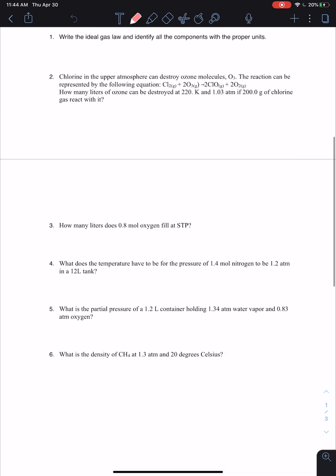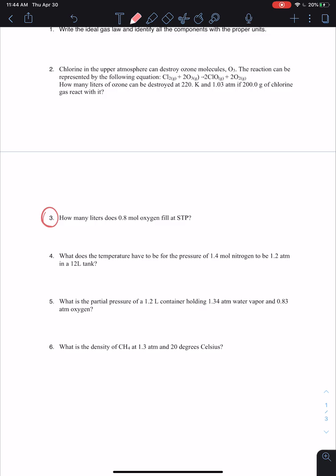So like for instance, number 3. Also, you don't have an initial and a final. So this is something that you're going to be dealing with the ideal gas law. Number 3 says, how many liters does 0.8 moles of oxygen fill at STP? There's not a lot of information there, very clear. So I'm just going to show you where this information came from.